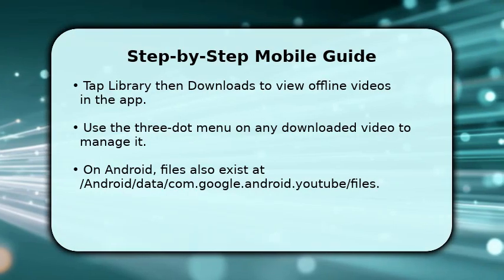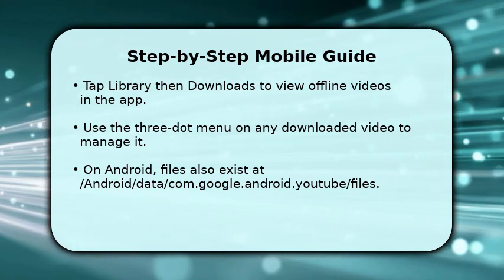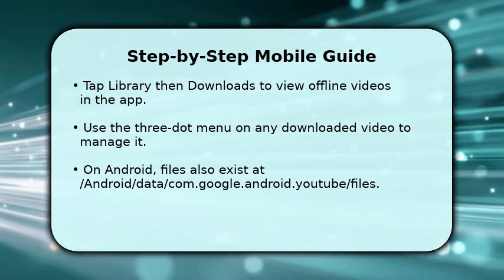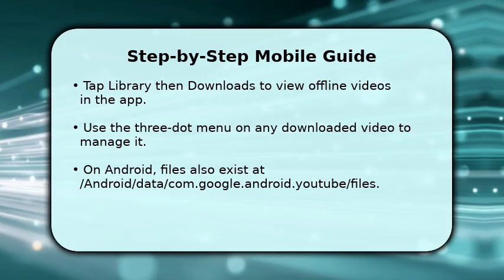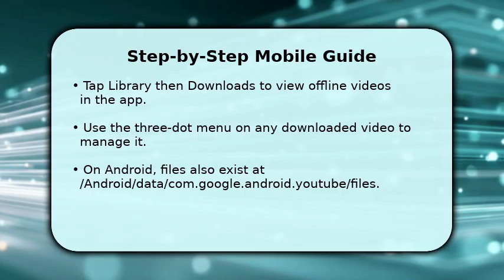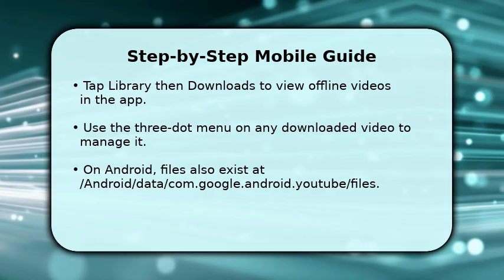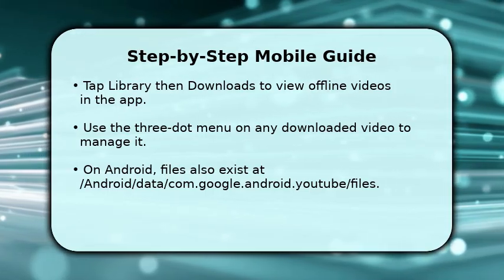Start by opening the YouTube app and tapping Library at the bottom. Next, select Downloads to view every video saved for offline playback on that account. To manage a specific video, tap the three-dot menu next to the title to remove or make available offline. Use the toggle to restrict downloads to Wi-Fi only if desired for data savings.